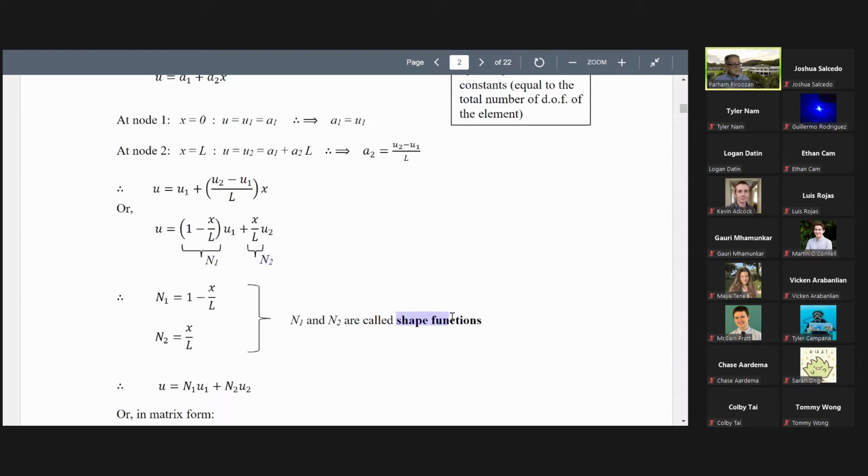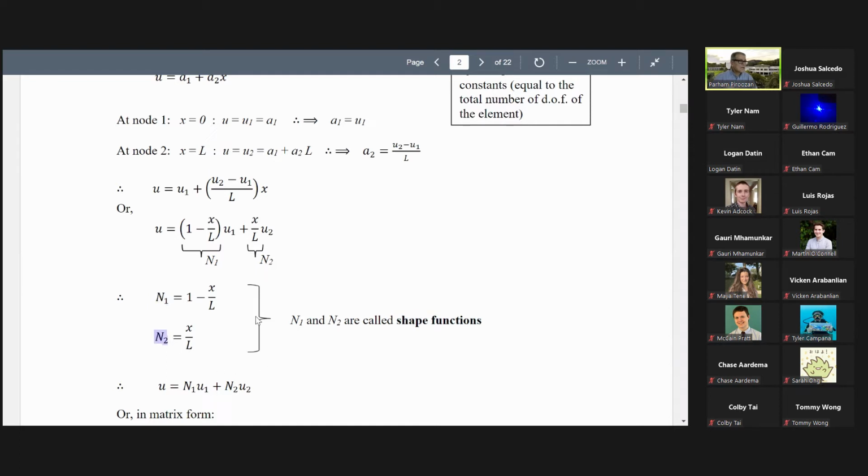These are called shape functions. N1 and N2 are called shape functions. They are very important. These are building blocks of our solutions. In this course we are going to discuss and use this term many times in the future. So remember shape functions, N1 and N2.